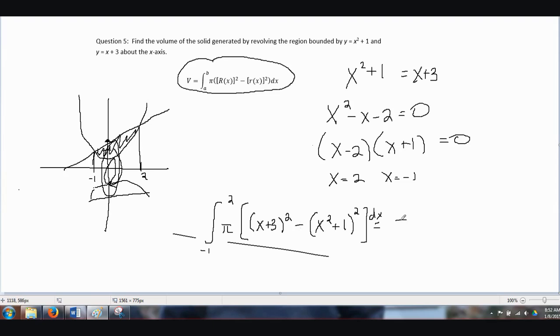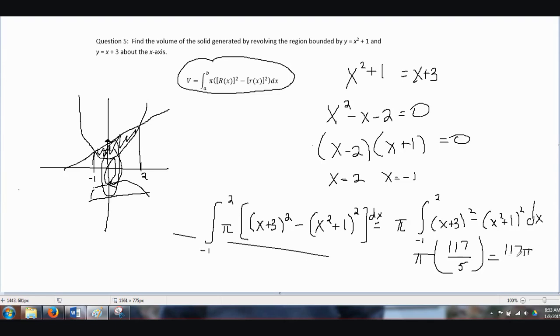Now, I'm going to pull out the pi, and just to keep the video short, I'm just going to tell you what this integral is. So from negative 1 to 2 of x plus 3 squared minus x squared plus 1 squared dx. Again, not a hard integral to solve, but you could also put it in your calculator. That integral gives us 117/5. So when we multiply that by the pi, our final answer would be 117 pi over 5.